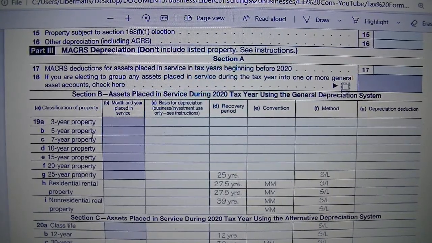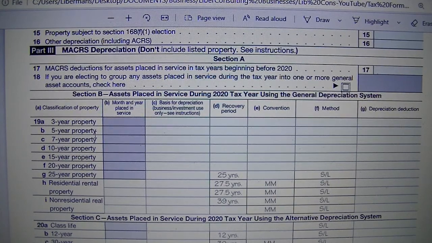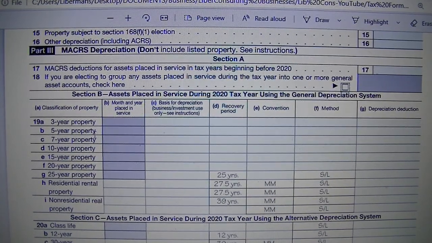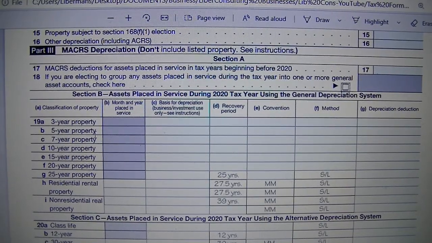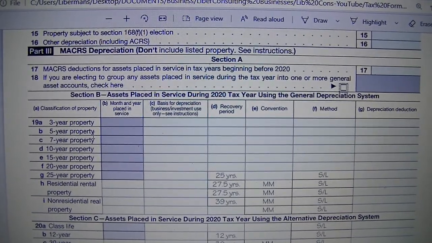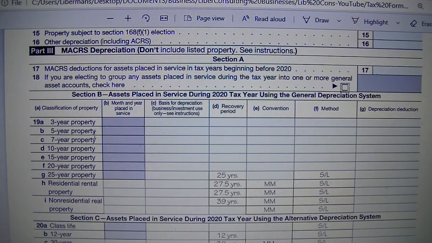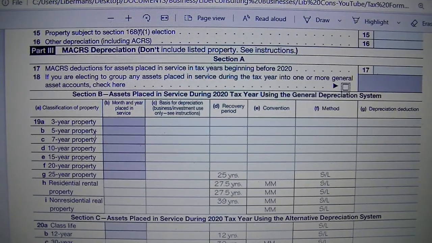Section B is for assets you place in service in 2020 if you are filing a tax return for 2020. So you are going to depreciate those assets for the first time, for the first year. You will use Form 4562.